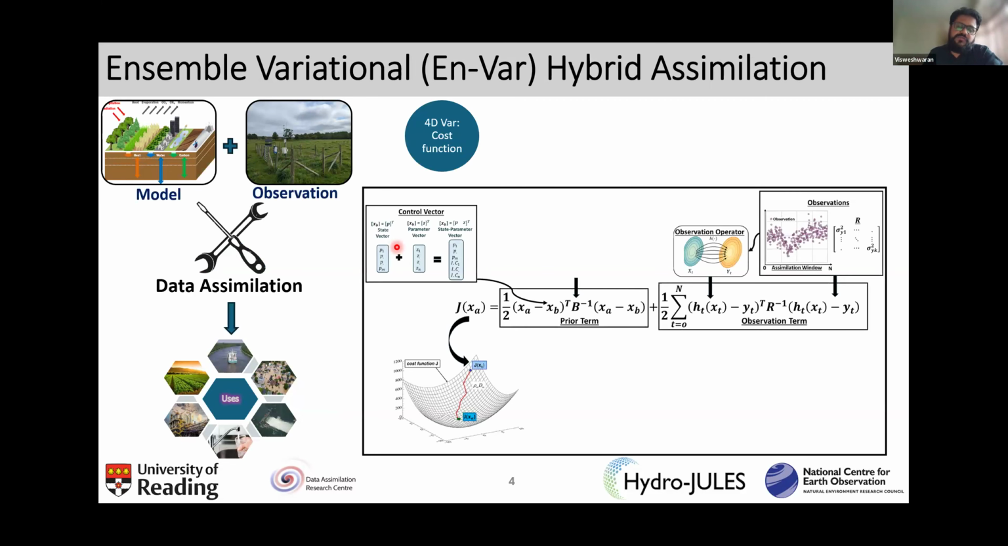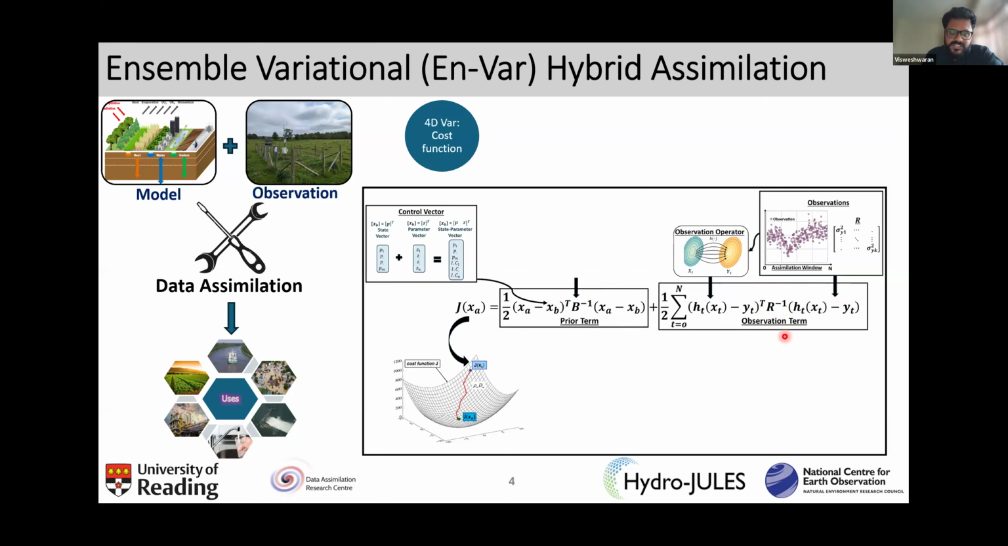In this study, we have used an ensemble variational hybrid assimilation approach, which is quite similar to 4D-Var, where within an assimilation window we seek to minimize the cost function J, which is the sum of a prior term and an observational term. In the prior term we minimize the departure from the prior guess given the model error covariance matrix B, plus the sum of all the discrepancies between the model trajectory and the observations given the observational error covariance matrix R. However, for a complex model like JULES, estimating the tangent linear model and hence the adjoint model, and also finding the inverse of the B matrix, is quite cumbersome.